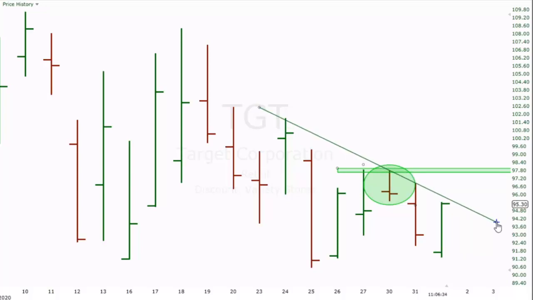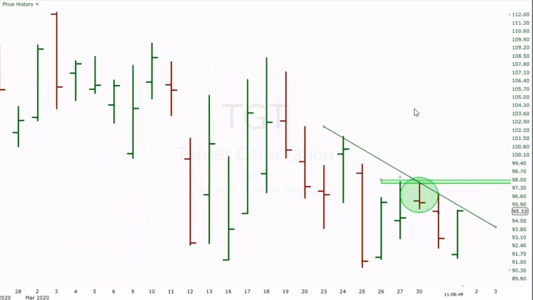Well, here's my question to you: would you look for an entry on a break of that trend line, or would you wait for it to get over? Obviously, look for a break above that trend line over a couple of days.